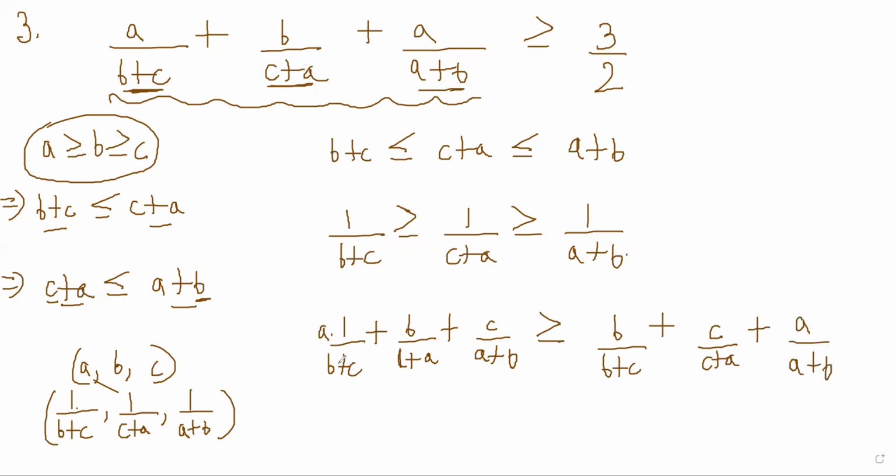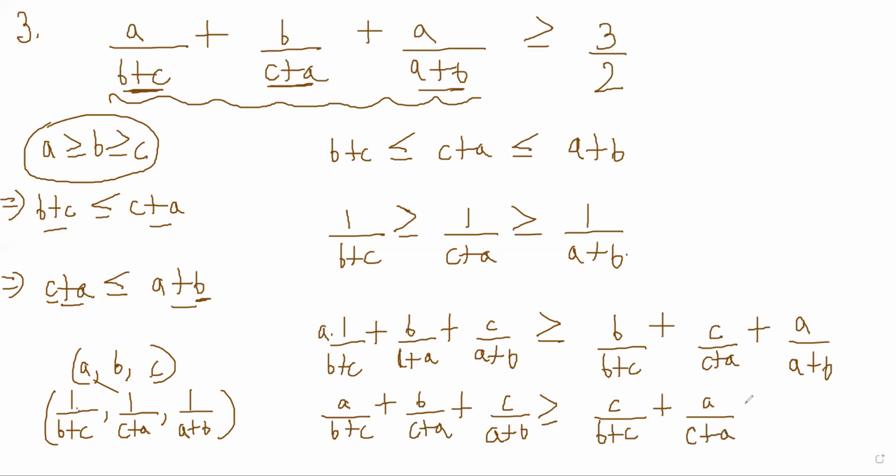And we can do the same thing once more. We can say a by b plus c plus b by c plus a plus c by a plus b will also be greater than or equal to if we multiply c with 1 by b plus c, and a with 1 by c plus a, and b with 1 by a plus b. The reason I did this is because now you can add these two, and this expression you can call S, and S is the left-hand side of the inequality that you want to prove.